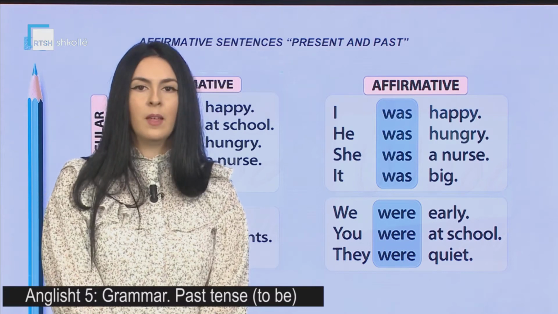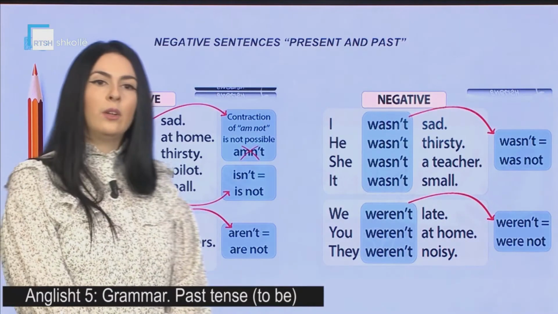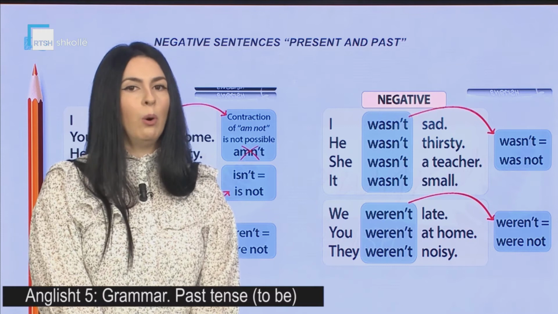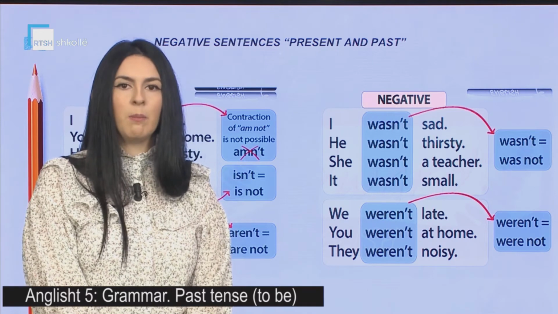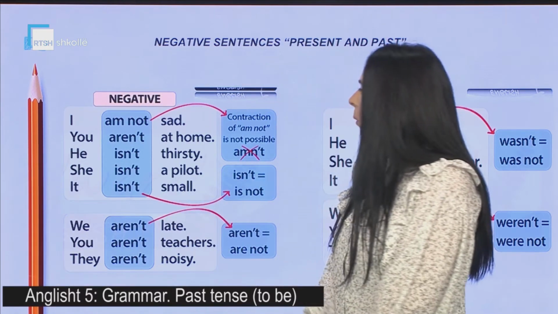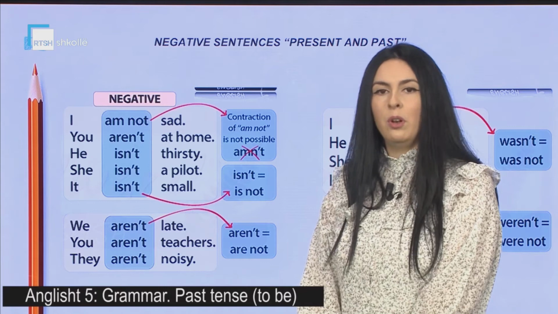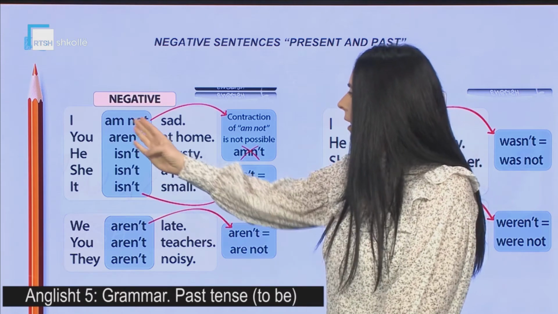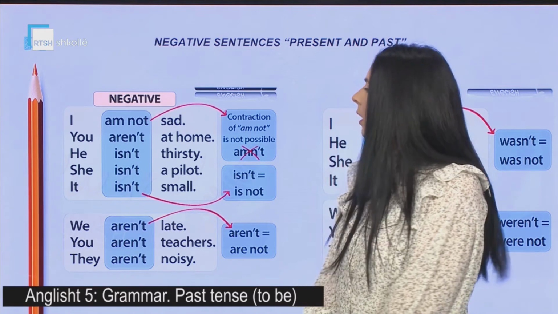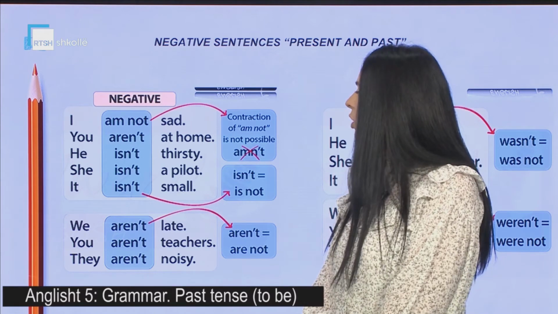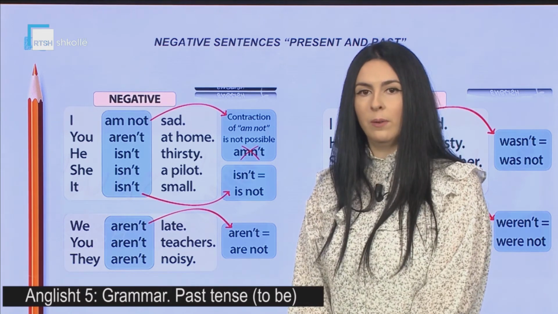Now we are going to continue with the negative form of the verb to be, both in present simple and in past simple, in order to revise and to learn something new. So, in order to make the negative of the verb to be in present simple, we put not after the verb. I am not sad. You aren't at home. He isn't thirsty. She isn't a pilot. And the last one, it isn't small.